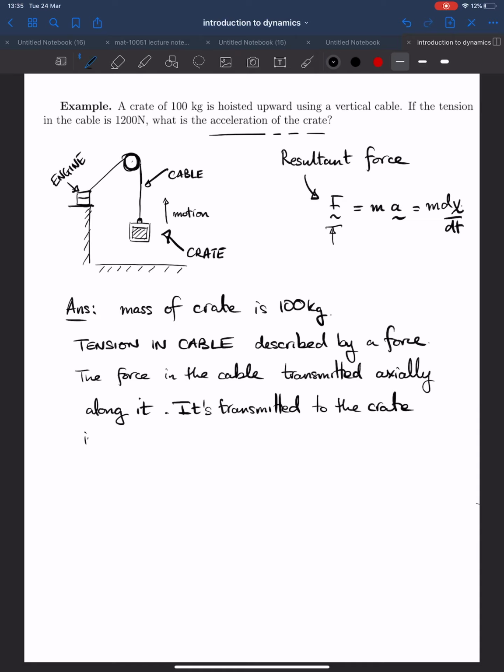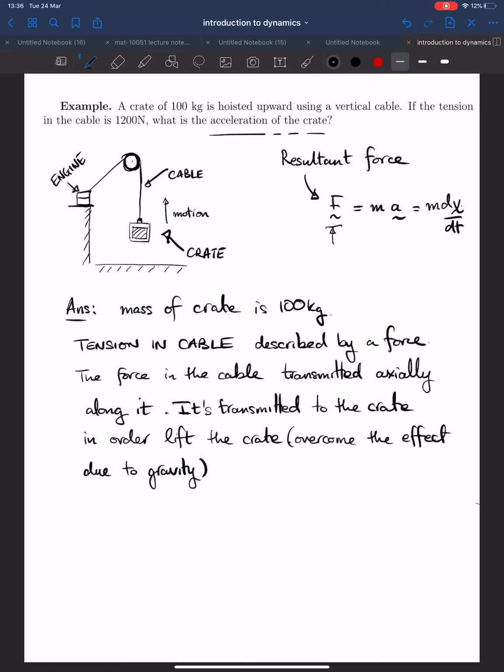It's transmitted to the crate in order to lift the crate. Remember, this has to overcome the gravitational force experienced by the crate. Okay, so in other words, overcome the effects due to gravity.